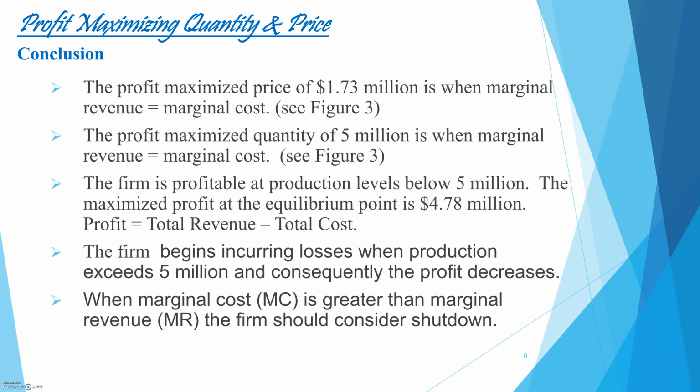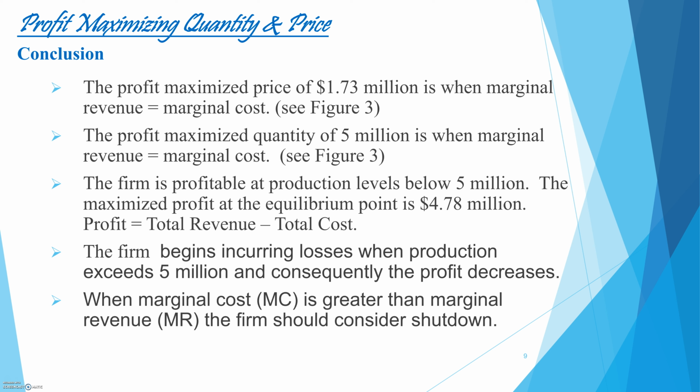In conclusion, it's important to remember that the profit maximization price is 1.73 million US dollars. This happens when the marginal revenue equals the marginal cost. Similarly, the quantity of 5 million happens when the marginal revenue equals the marginal cost. So that's that intersection of those two curves. Those can both be seen in figure 3.